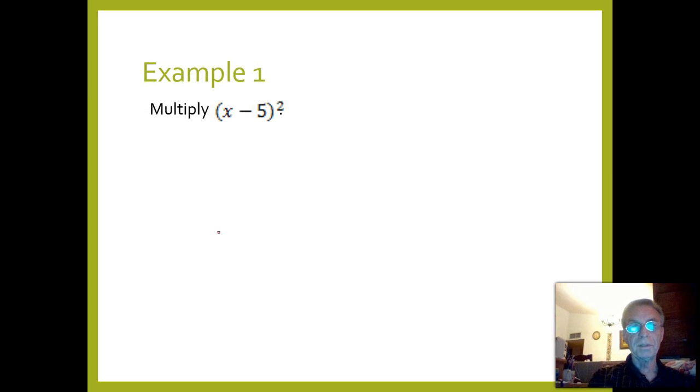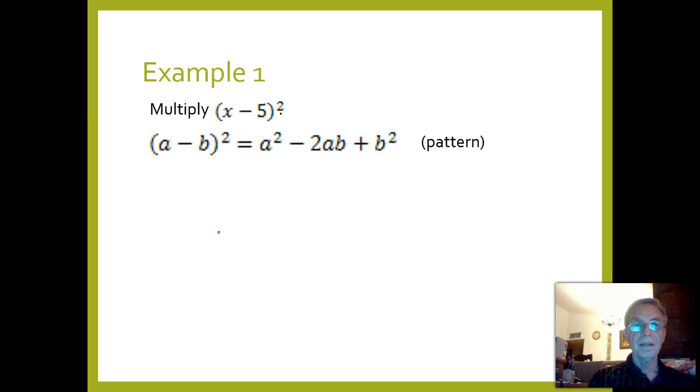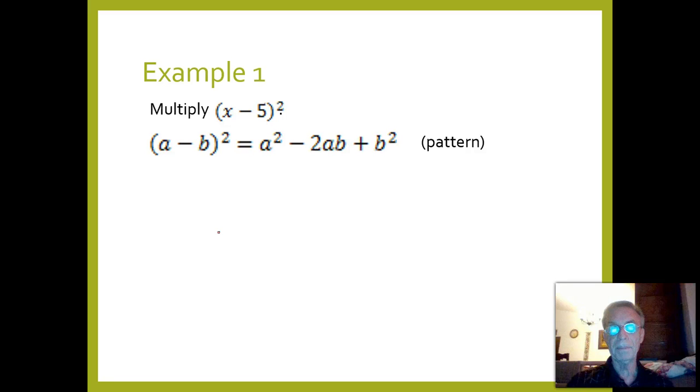Okay, so the first thing we want to do is multiply x minus 5 and square it. This means it's the same as writing x minus 5 in parentheses times x minus 5 in parentheses. So here's our pattern from the previous slide: a minus b squared is equal to a squared minus 2ab plus b squared. What this pattern tells you is that you don't have to physically multiply it out like you've been doing in the past, or that you can factor directly from this form back to that form. Whichever one you need.